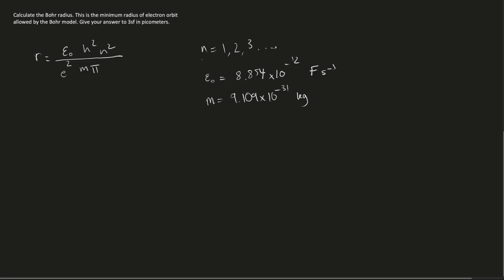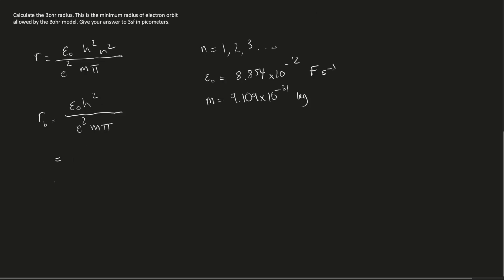n is, of course, these values here. h is Planck's constant. So, with all this in mind, it's pretty easy to see that to find the minimum radius permitted, we just need to substitute in n equals 1. In other words, the Bohr radius, r, we could call that r sub b, is equal to epsilon naught Planck's constant squared over e squared m pi. Because we've just got a 1 on the top, which we don't need to write.